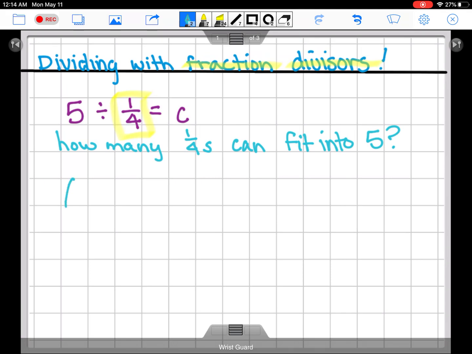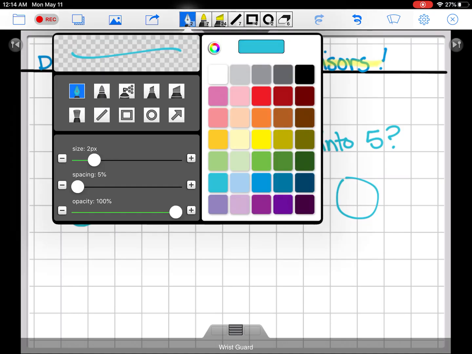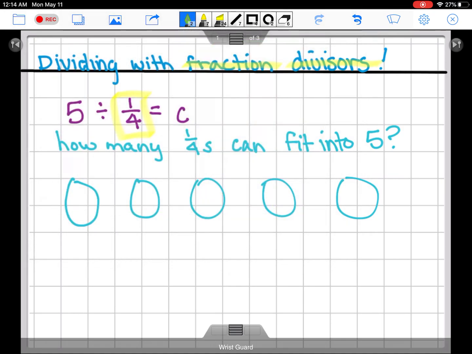Let's pretend I have 5 cookies. I want 5 cookies. 2, 3, 4, 5. All right. And I want to know how many 1/4 can fit into my 5 cookies. Basically, how many fourths can I divide each of these cookies into? Well, in order to do that, let's just divide them into fourths and see what it looks like. Bloop, bloop. I'm not going to do these perfectly, but that's okay. You guys get the picture.